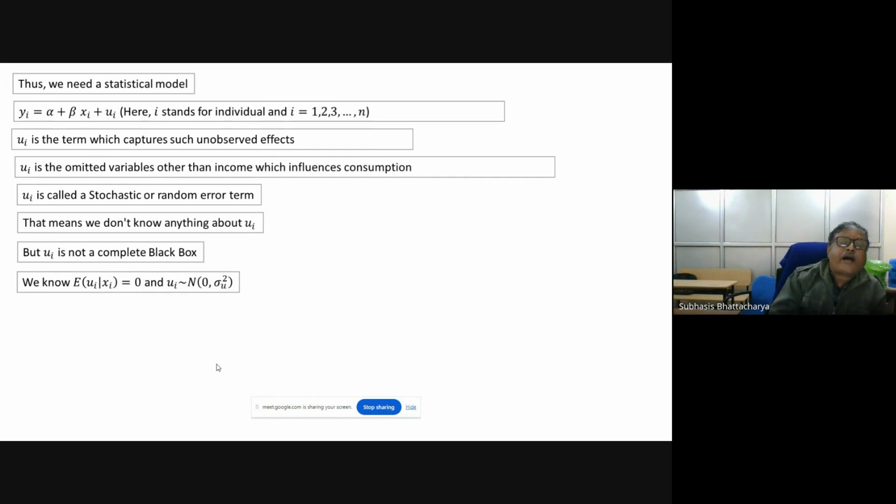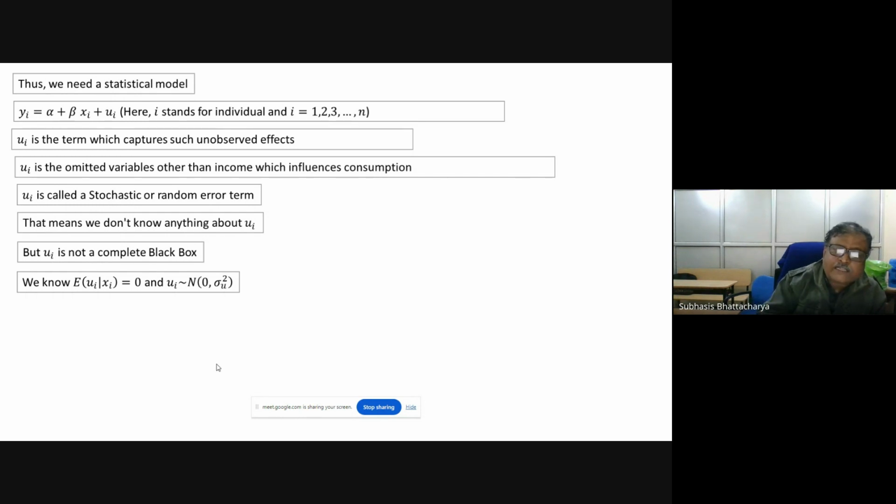So it is given by the expectation of Ui given Xi, that is, what is not considered in the model, given the income, that is Xi. So when income is given, the mean value of all other individual variables equals 0. And not only this, the unobserved variables are distributed.